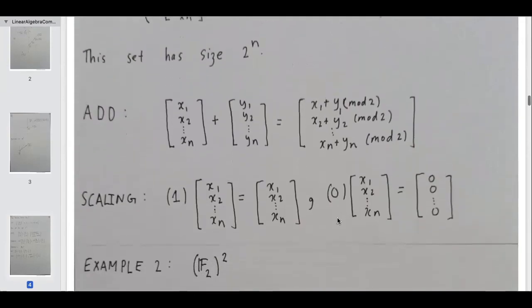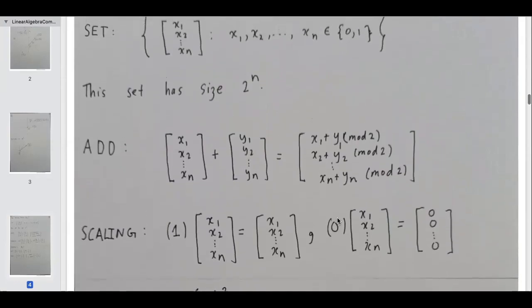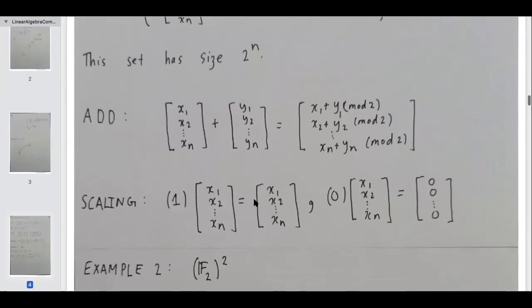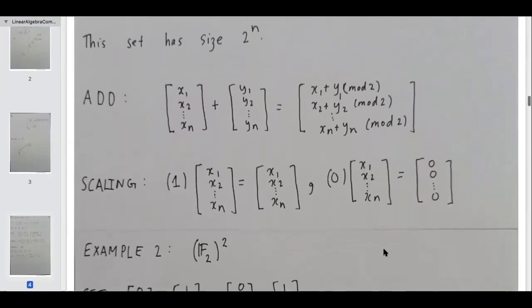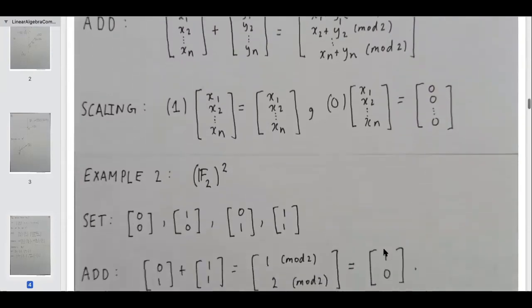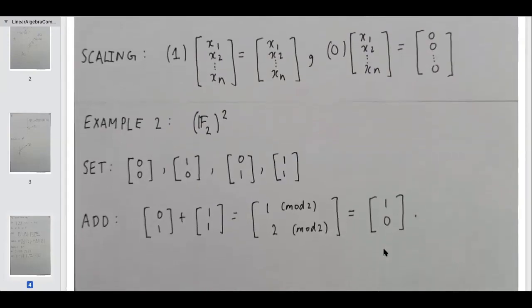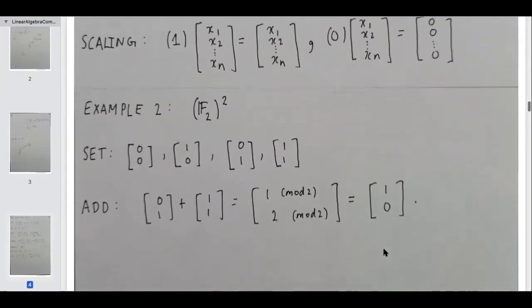And we can also scale, but now we have only two scalars, 0 and 1. So we can either multiply by 0 or 1. If we scale by 1, it keeps the vector the same. And if we scale by 0, it just takes everything to 0. So let us look at a quick example, F2^2. These are all column vectors with two components, each component having entries in the set {0, 1}.